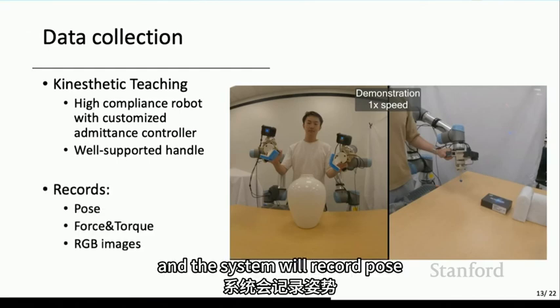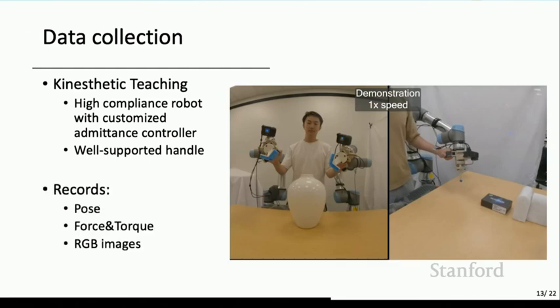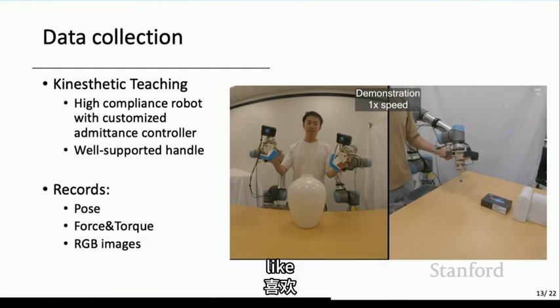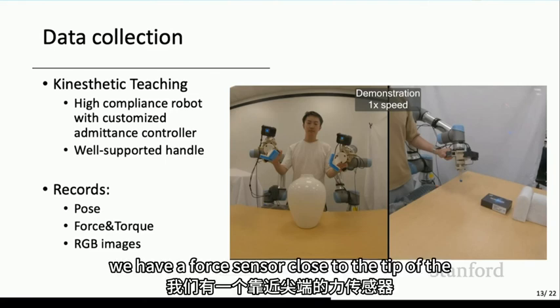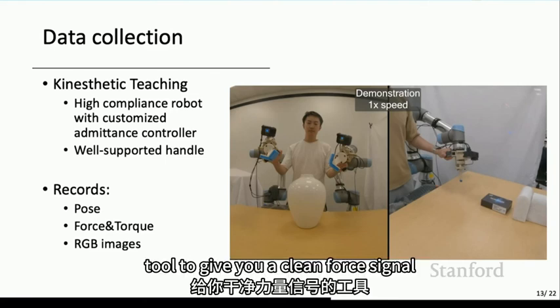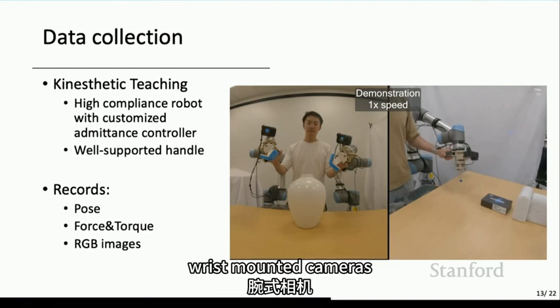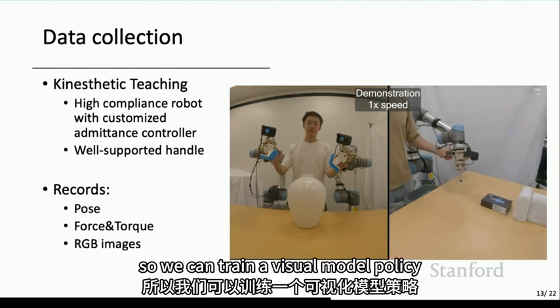And the system will record pose from the robot and force torque. Like we have a force sensor close to the tip of the tool to give you a clean force signal, and RGB images from wrist-mounted cameras, so we can train a visual mode policy.